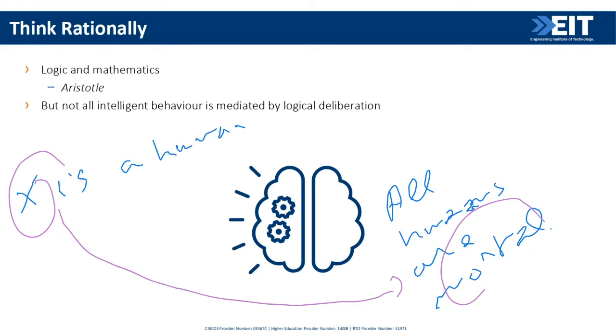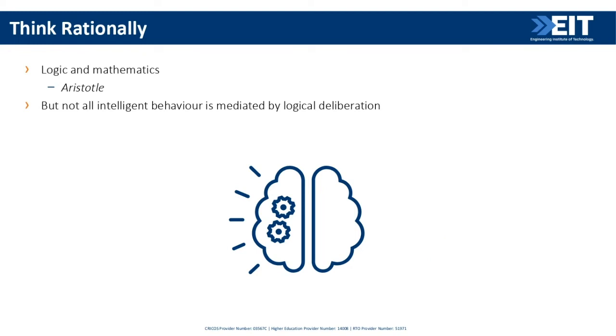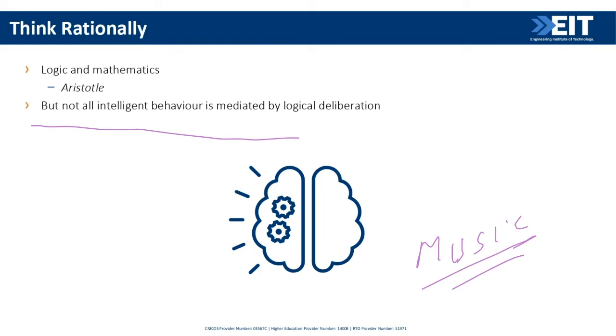But then, exactly as Victor says here, what about creativity? Let's say creating some music. Probably it's not logical deliberation that is behind creating music. Sometimes this is what creative people do. But Victor, still, even creativity, even creating music, we are creating it because we want something that pleases humans on the other side.